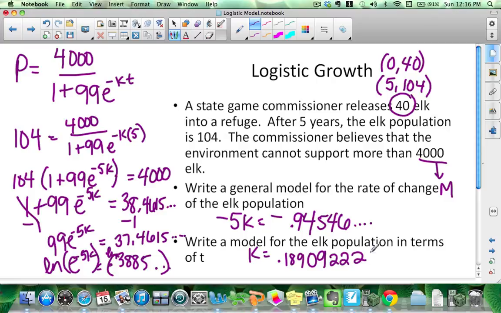222. That's probably enough. So let's write my final answer. I'm going to get rid of all this stuff.